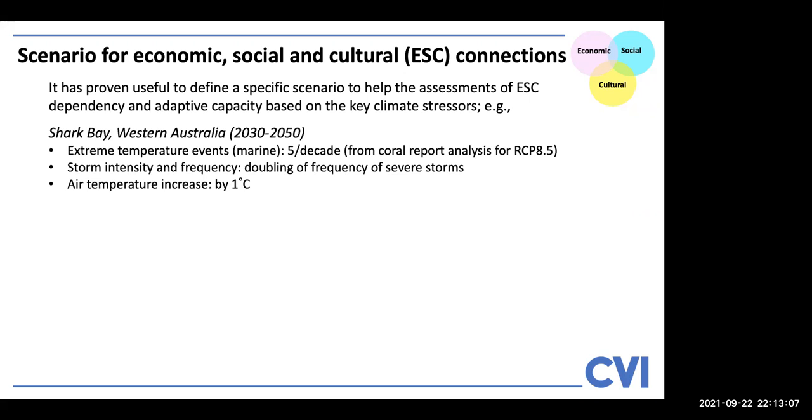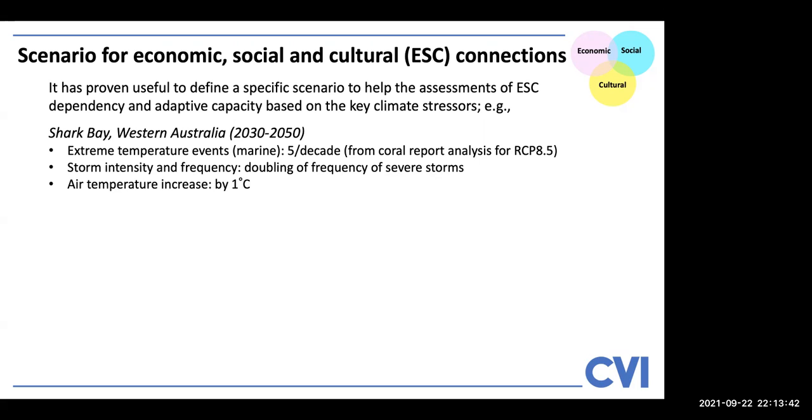As an example, for Shark Bay, Western Australia, the three key climate stresses are listed there on the left-hand side: extreme temperature events, storm intensity and frequency, and air temperature increase. Within that workshop, we built a scenario to help understand what impacts might carry across to the community components from those changes to climate.